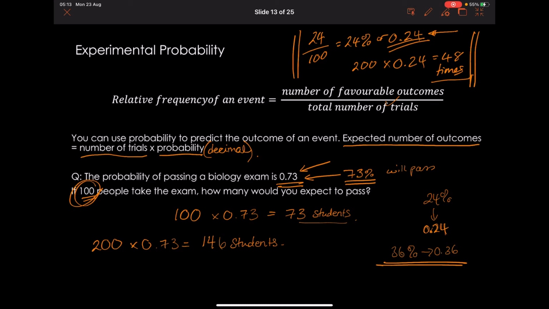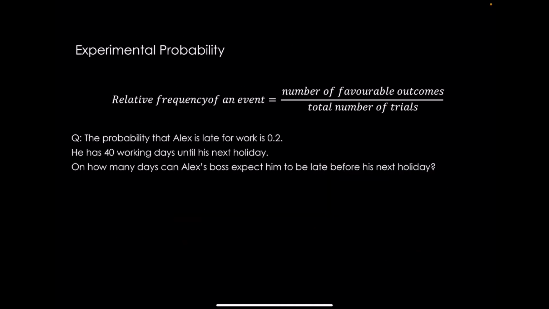Let's do another example just so you feel confident. The probability that Alex is late for work is 0.2. He has 40 working days until his next holiday. How many days can Alex's boss expect him to be late before his next holiday? So the probability that Alex is late is 0.2 and he's got 40 days left to work. If you'd like to pause the video and have a go at that, then press play for the answer.